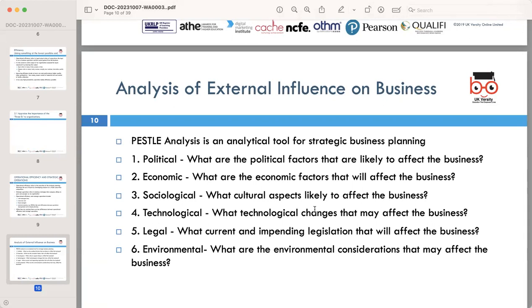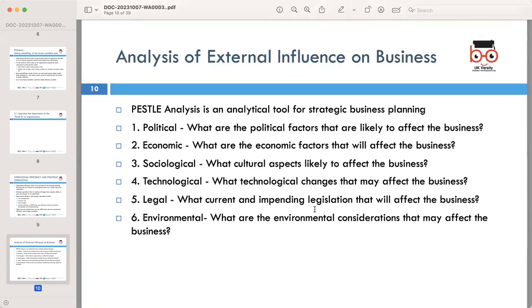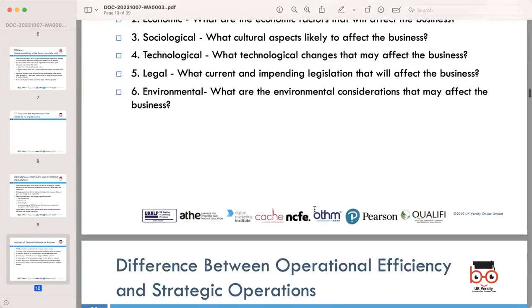So, obviously, whenever you do your business, or even if you go to a different country, you follow their legal rules and you face some legal application. Environmental: what environmental considerations may affect the business?